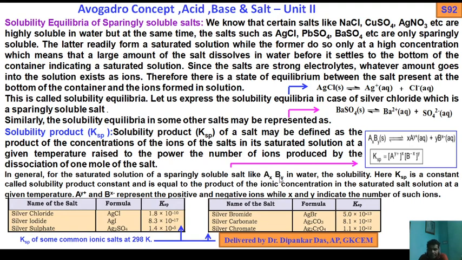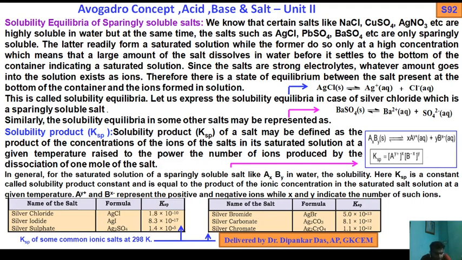A_xB_y is a sparingly soluble salt in water. Here Ksp is the solubility product constant, equal to the product of ionic concentrations in the saturated salt solution at a given temperature. A^(y+) and B^(x-) represent the positive and negative ions, while x and y indicate the number of such ions. So that is the expression of solubility product Ksp, and I have already discussed the definition of the solubility product principle.